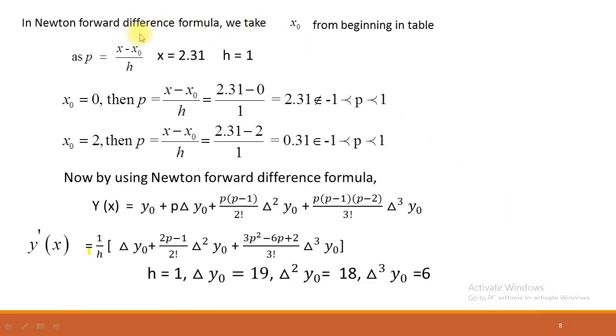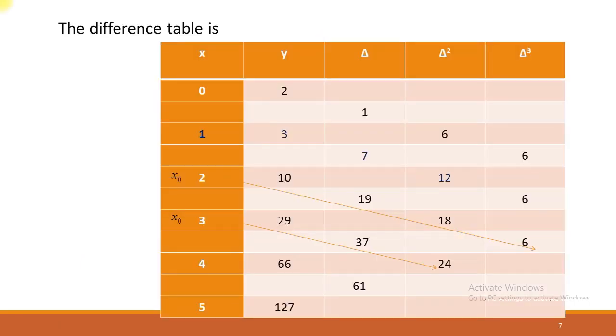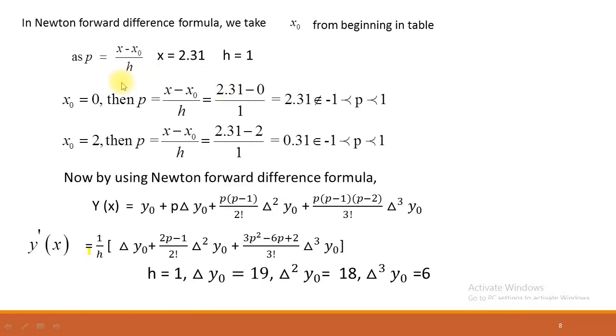Now, to find the value of p, target the value of x naught. Dear students, I have already told you that in the Newton forward difference formula, we take x naught from the beginning of the table. So if we consider the value of x naught as 0, then the value of p will be x minus x naught divided by h.